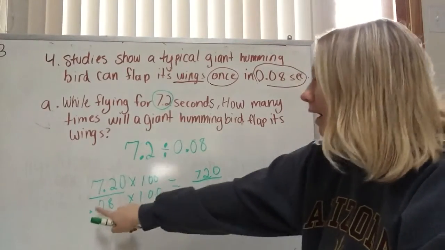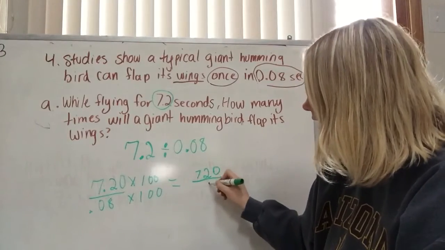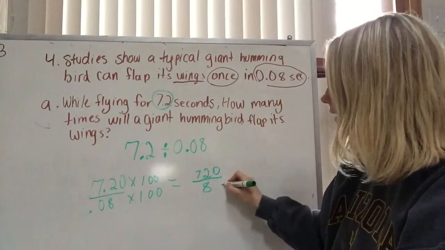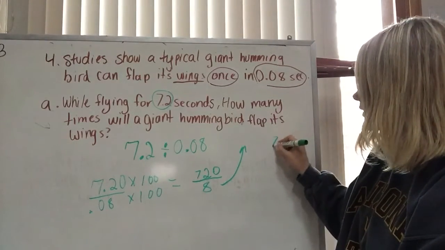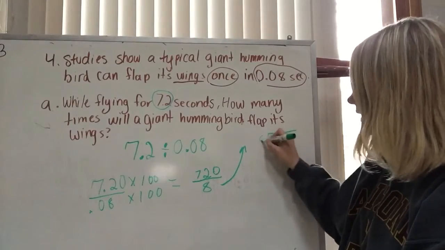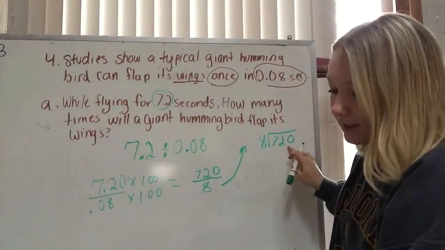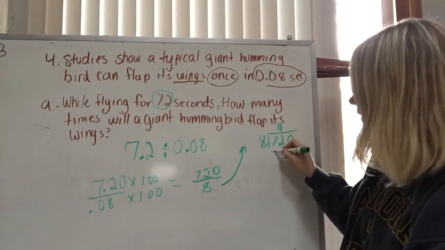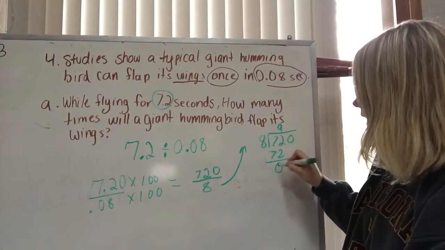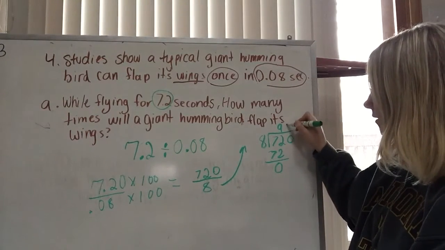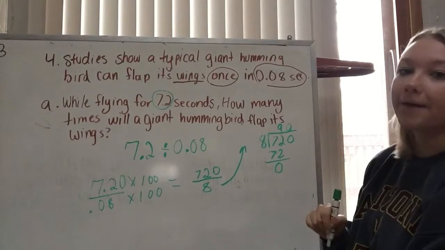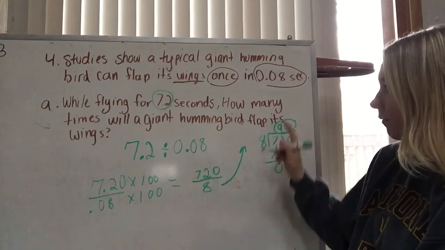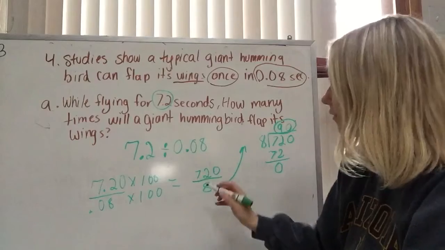That's going to give me 720 divided by 8. Okay? So 720 divided by 8. Then I'm going to come back up here and do 720 divided by 8. And I know that 8 times 9 is 72. And then I have that extra 0, so I tack on that extra 0. So 90. So how many times will a giant hummingbird flap its wings?